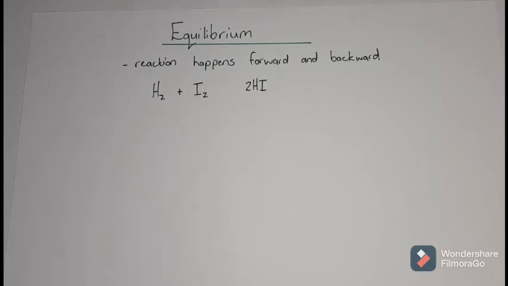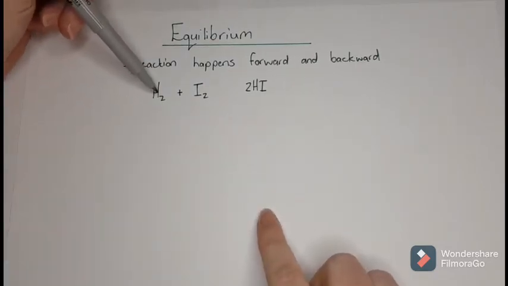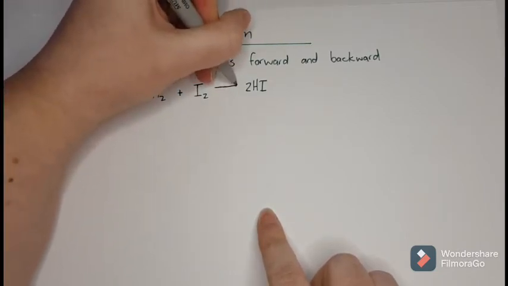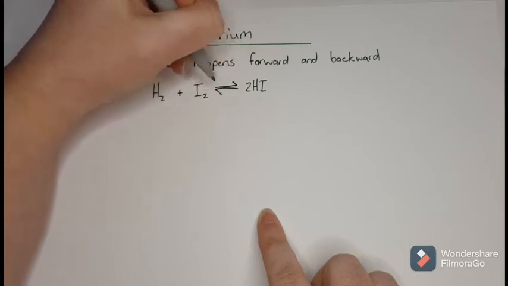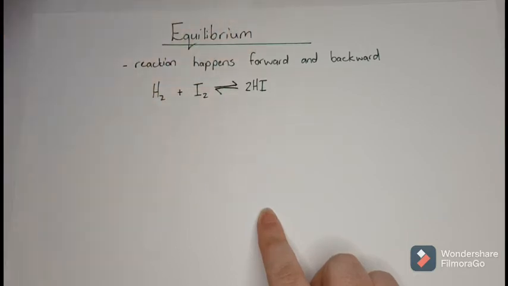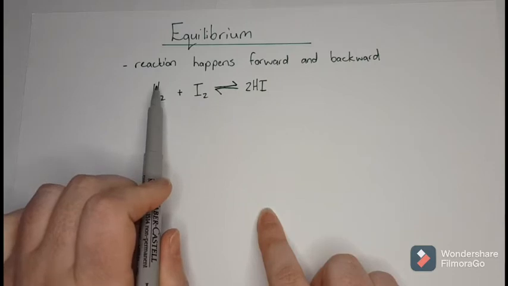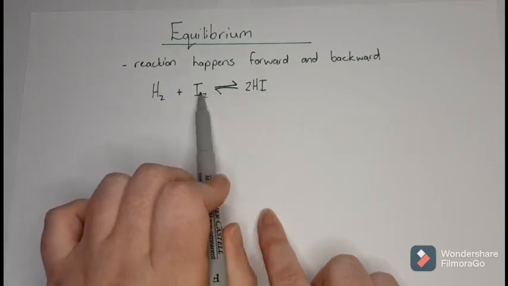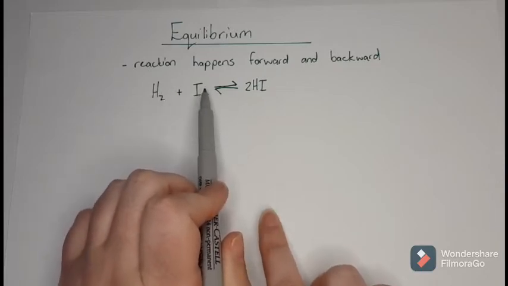Okay, so when we talk about equilibrium, we're talking about reactions that can happen both forward and backward. So you will always see an equilibrium reaction written with your reactants, and then your arrow to form a product is always going to be a half arrow with a forward and a backward, because it means that this reaction can go this way, and then this can also go backwards and decompose into that.